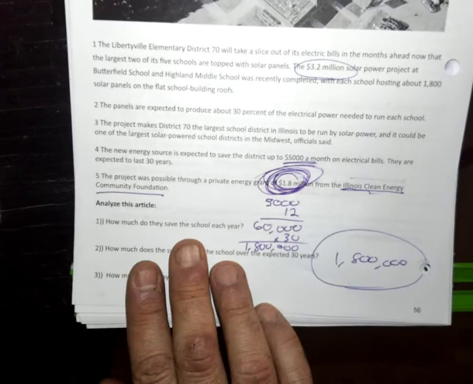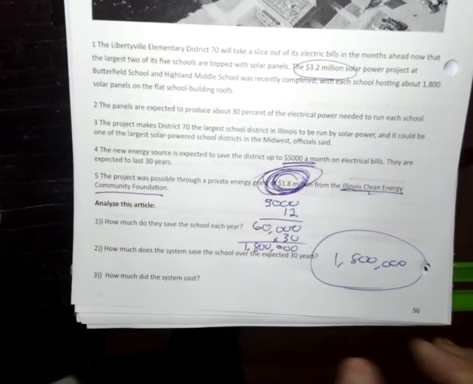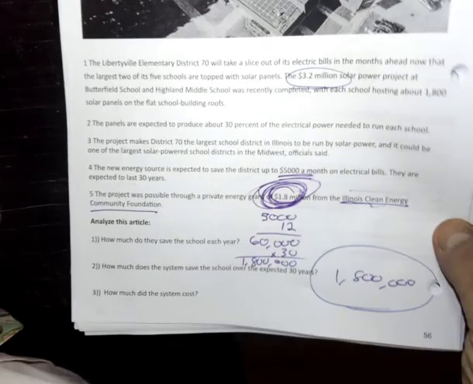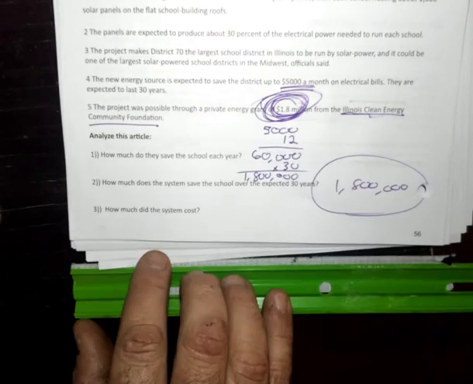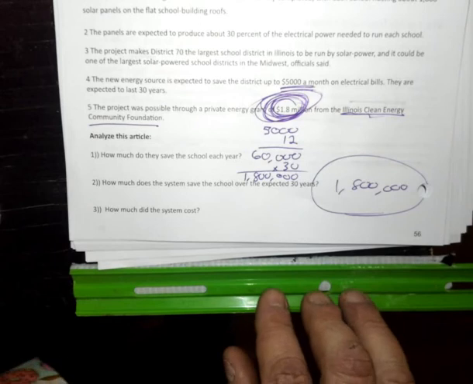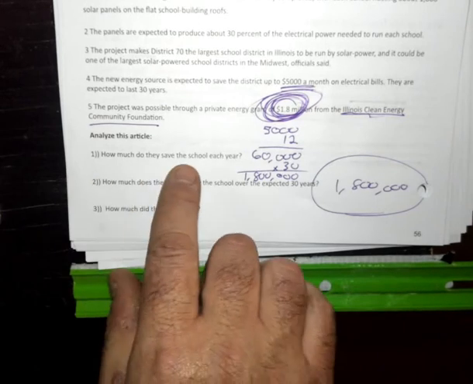Okay, so it's great that the school has done this. Fantastic. I love it, and I'm not being sarcastic at all. It's good on many different levels. But let's look at the finances of this. How much do they save in the school each year?